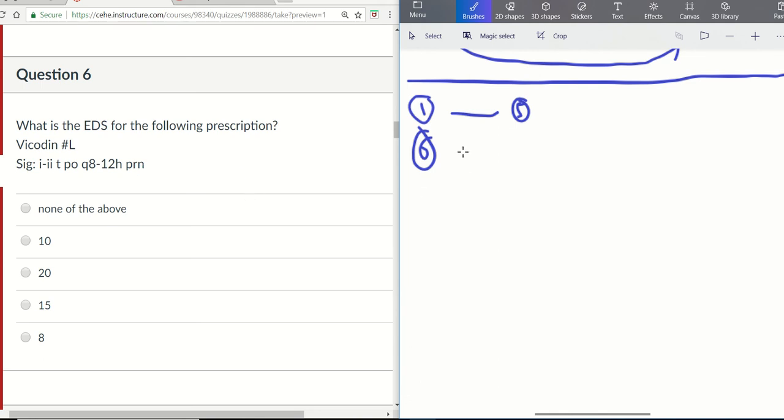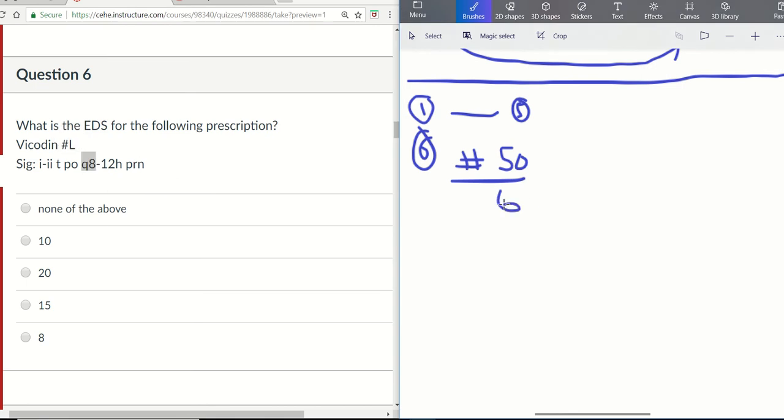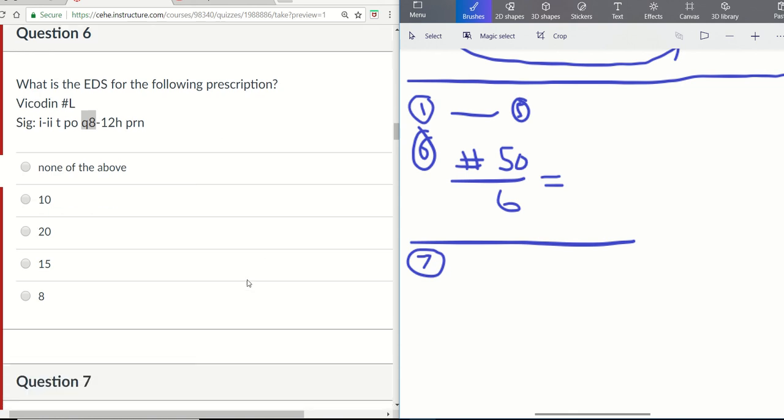All right, dispense a pound. How many is 50? Go with the max. 1 or 2 is the max. 2. 3 doses or 2 doses? 3 doses, right? So 2 doses, 3 times a day, that is 6. And make sure you round down. How many days would that last? 8 days, round down.